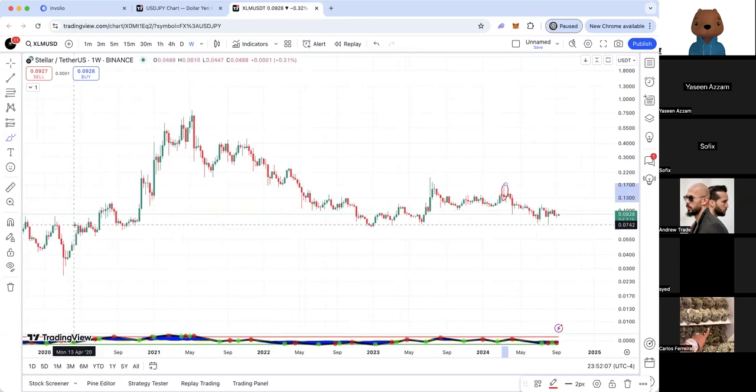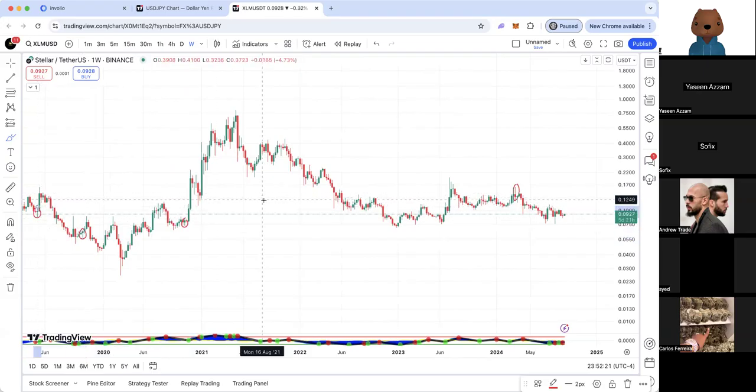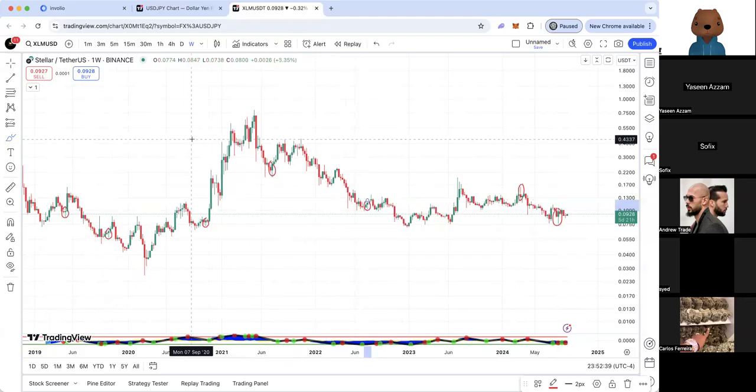There's not a lot of hammer candles on here. There's one here, right? Small hammer candle. There's one here, right? There's one here. Technically this is one. Technically this is one right here.